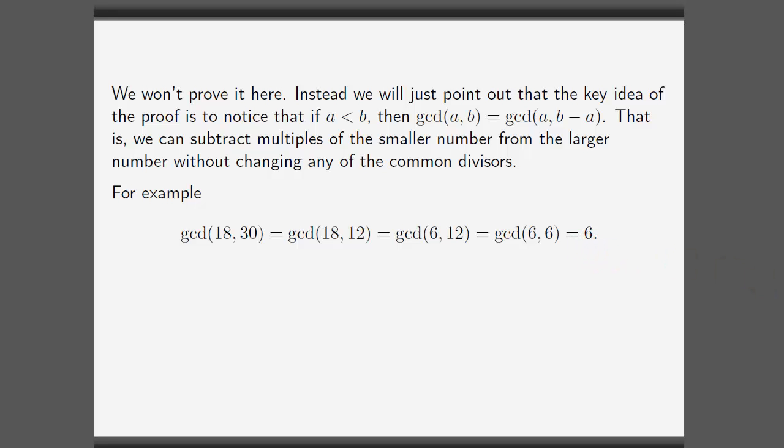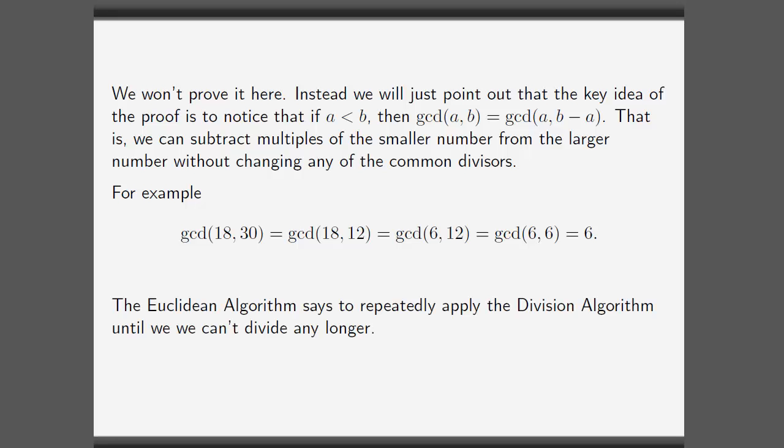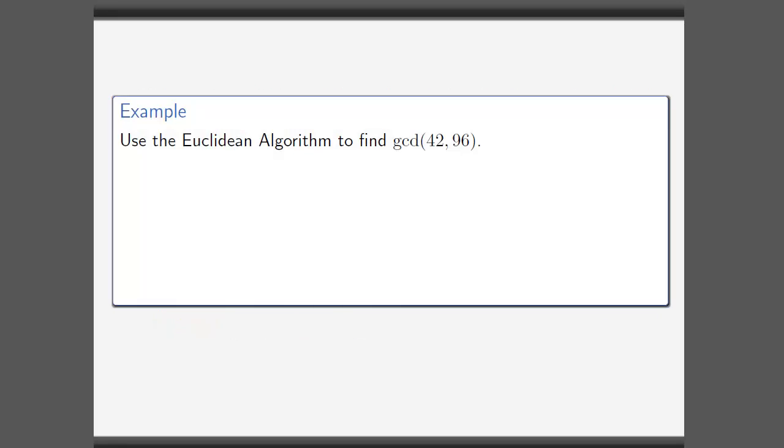So that's the idea. But when the numbers are bigger, you've actually got to pull up the division algorithm. So the Euclidean algorithm says just repeatedly apply the division algorithm until we can't divide any longer. And we're not going to lose our common factors.